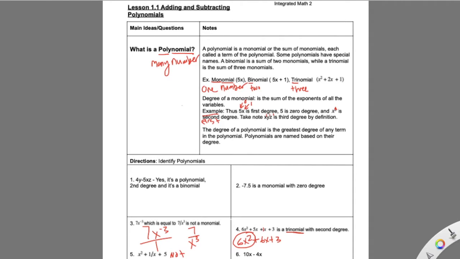So not a monomial. All right, so this guy, if we combine our like terms, we have 10x minus 4x. They both only have an x. It's the same variable with the same exponent. I can combine these, so we end up with 6x here. So this is a monomial, definitely.